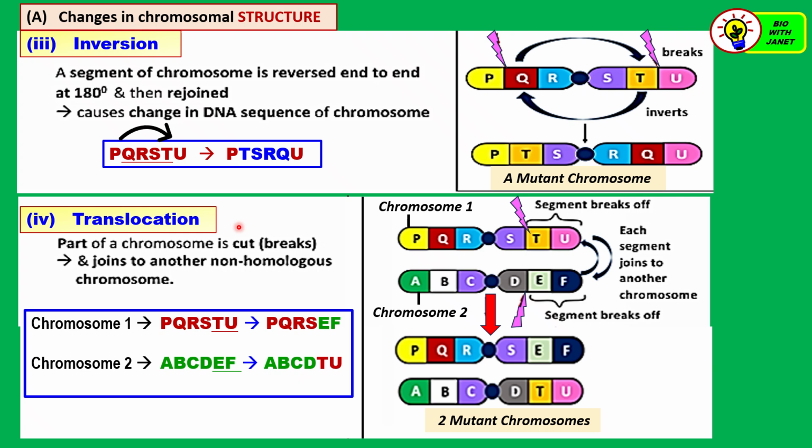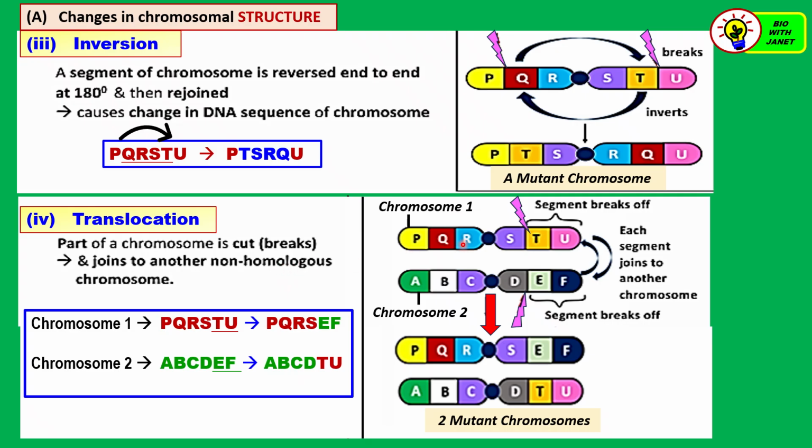Now, next, the last one is translocation. Trans means to change. Location means the place, the position. So a part of a chromosome is cut off, it breaks off, and it joins to another non-homologous chromosome. That means another chromosome that is of a different type, carrying different genes, right? So two chromosomes are involved here in the case of translocation.